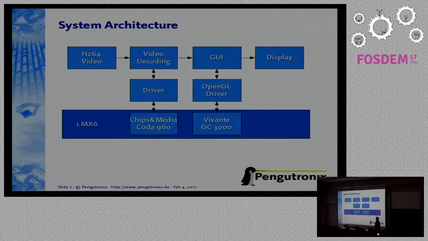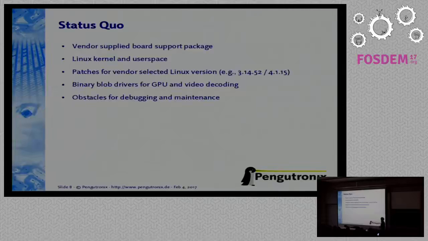So the first step is go to your vendor's homepage and download some BSP. You get a usually Yocto package, BSP with a Linux kernel, user space libraries, so basically everything you need. The Linux kernel you get on the vendor's page is usually really old. So for example, on the IMX6, you either get a 3.14 or a 4.1. So you don't really want to use that anymore.